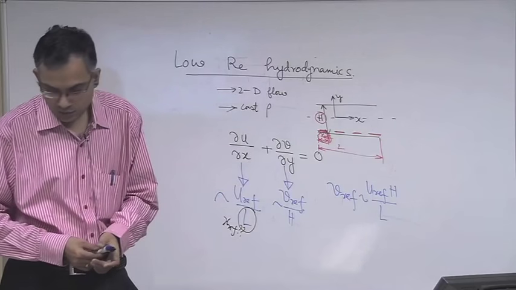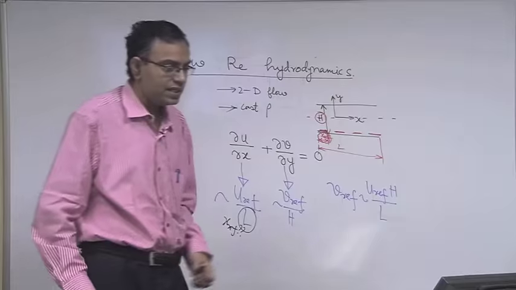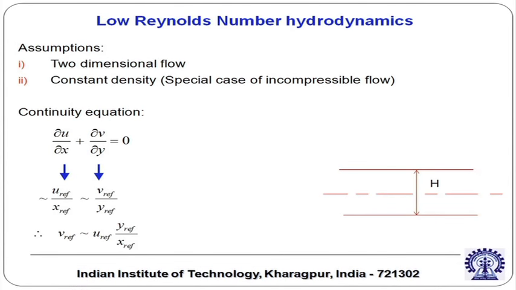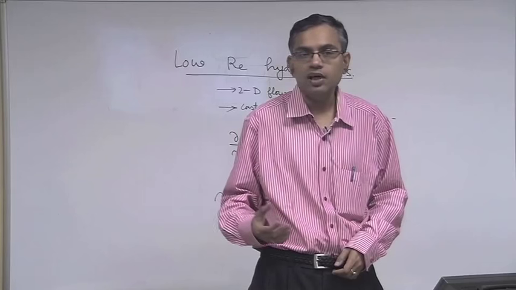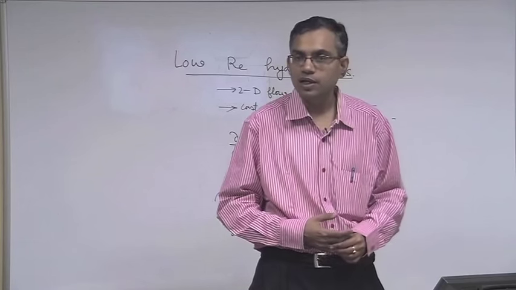Let us summarize what we have learnt through the basics of low Reynolds number hydrodynamics. We have touched upon the continuity equation, making the assumptions that it is a two dimensional and constant density flow. We have done an order of magnitude analysis of the continuity equation, and from that we have related the reference velocity scale along y with the reference velocity scale along x in terms of the reference length scales along x and y. We have done this much today. We will start with the order of magnitude analysis of the momentum equations, and discuss their consequences for low Reynolds number flows, in the next lecture. Thank you.